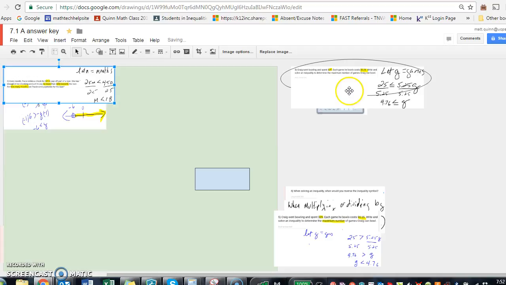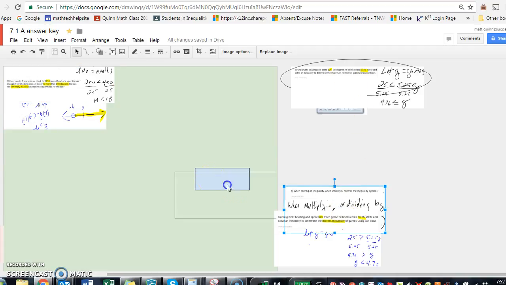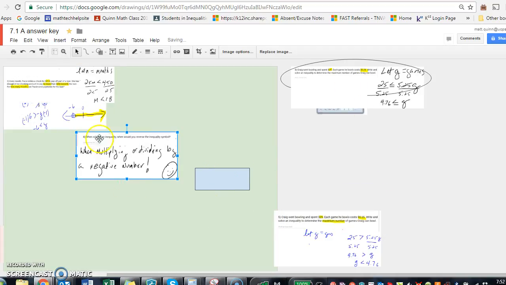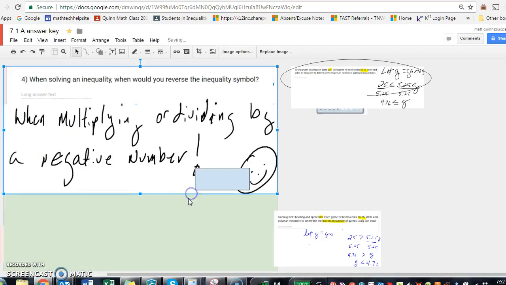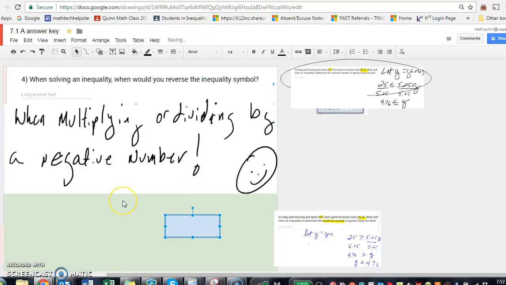All right, so let's see. Number 4 was just a straight up question. They want to know if you know, or if I taught you, when solving an inequality, when do you reverse the inequality symbol? We'll talk about this in class, but I'll just say it right now: whenever you multiply or divide by a negative number.